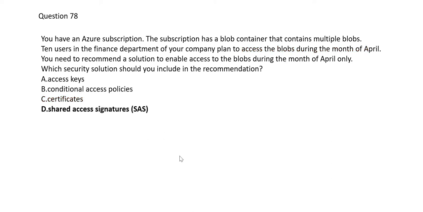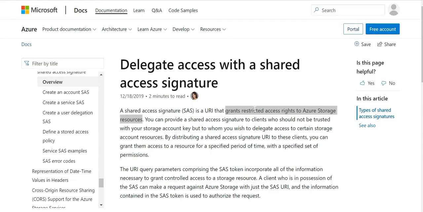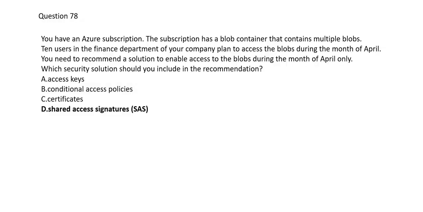Now let's look at SAS. So you see this SAS, it provides restricted access rights to Azure storage resources. So this fits with our use case because Azure Blob Storage is again a storage, and you need to provide restricted access which is on a temporary basis. That means for the month of April, it's granting access to a resource for a specified period of time. So this is perfect. So let's lock this answer and move forward.